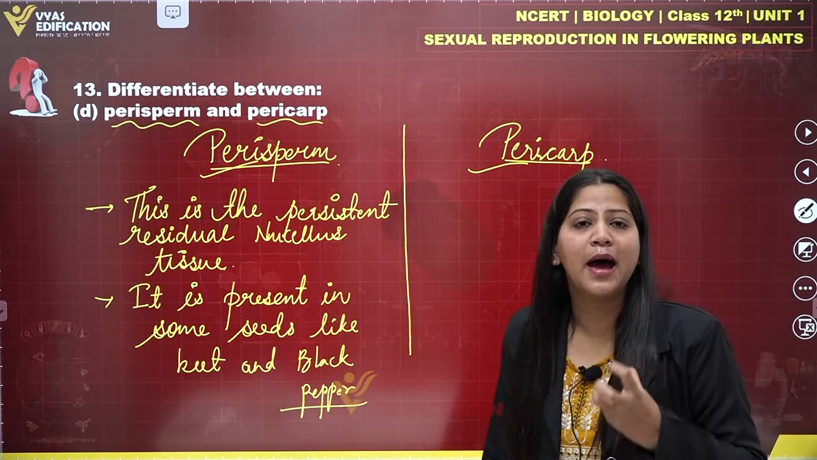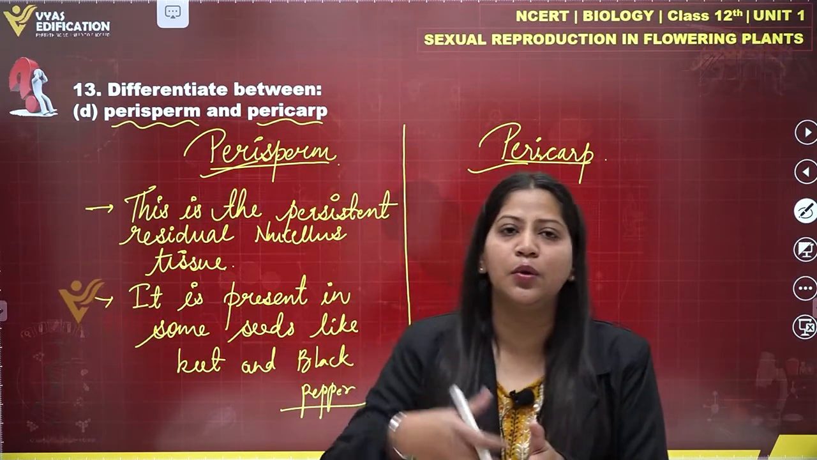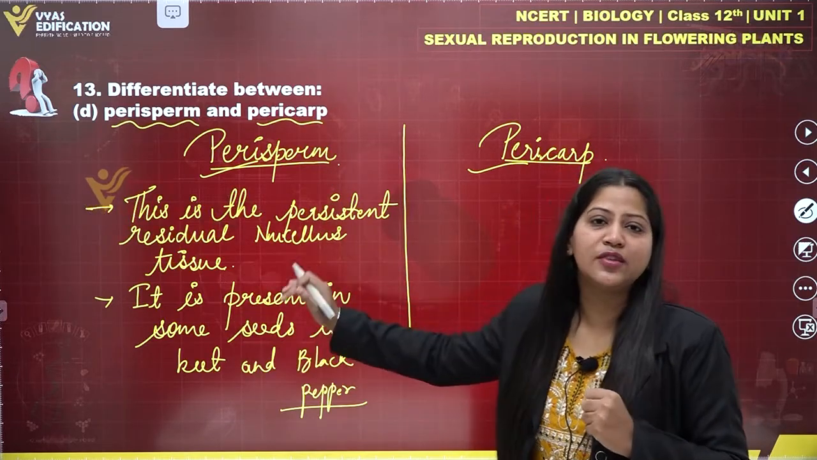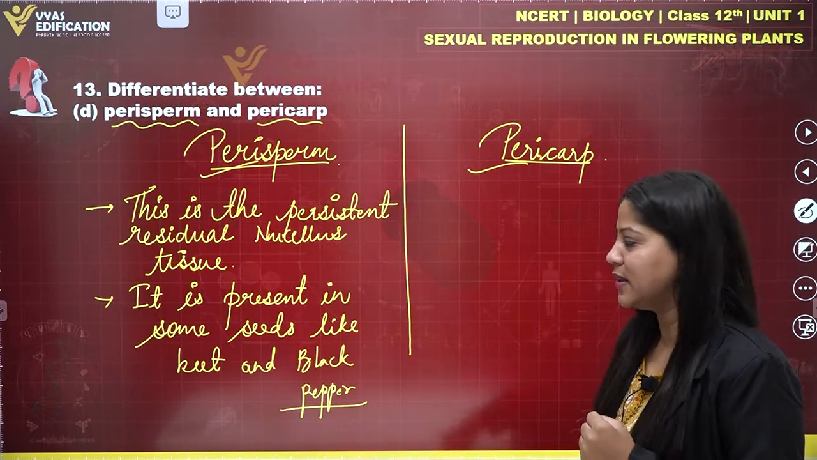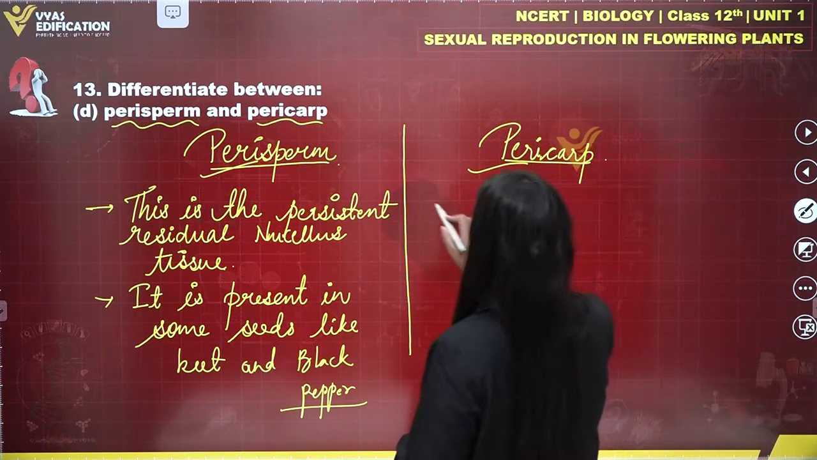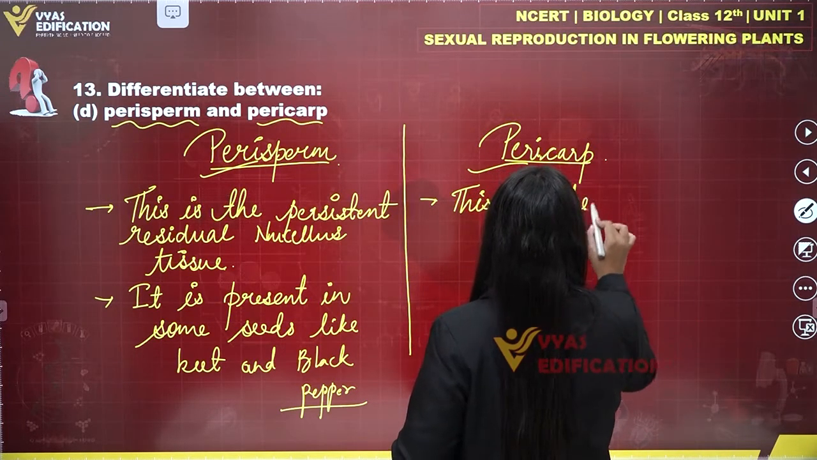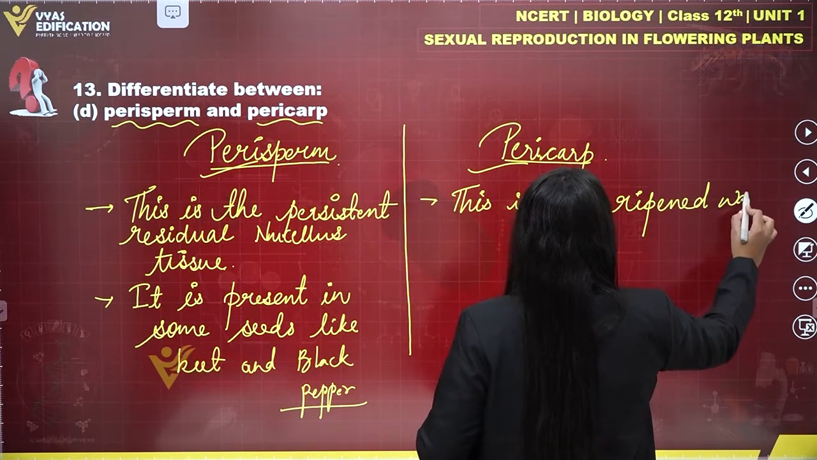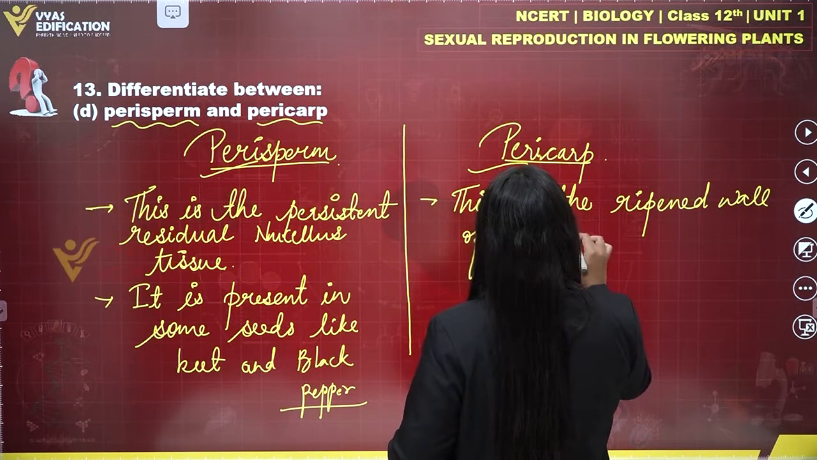That is why we call them perisperm, because after fertilization all things get converted into something. Similarly here, the nucellus tissue of an ovule is converting into perisperm, which is present in some seeds such as black pepper and beet. So this is perisperm. And if we talk about pericarp, this is the ripened wall of a fruit.